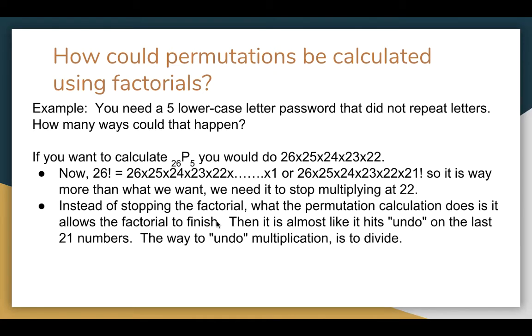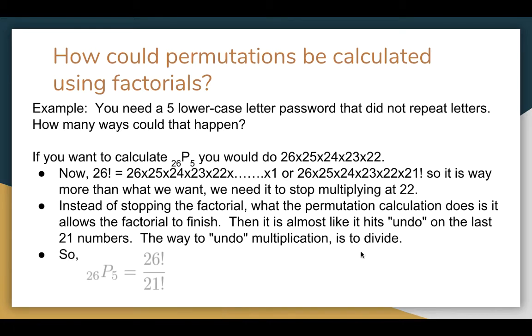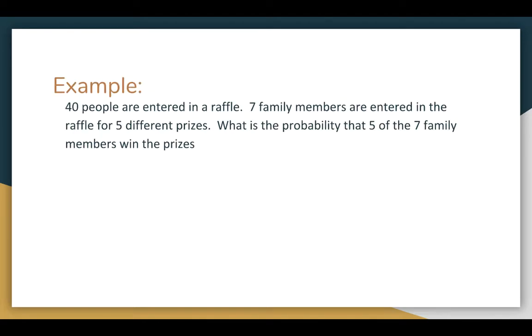The way to stop multiplying by 21 is really to undo it. And if you want to undo multiplication, so take it down all the way to 1 and undo it, you just divide them out. And so we just take 26 factorial and divide by the 21 factorial. And if you wanted to write those out, you could actually cross them out and you could see them crossing out.